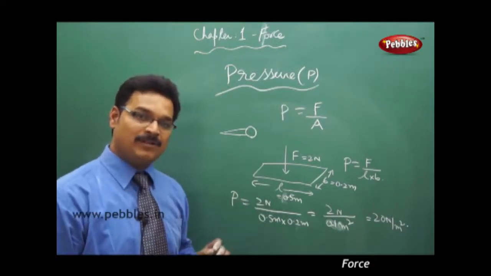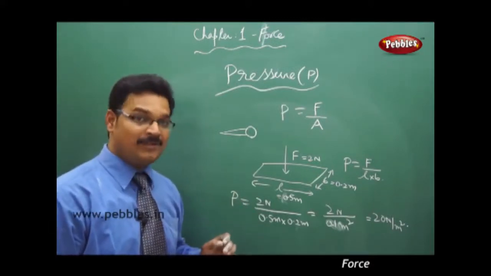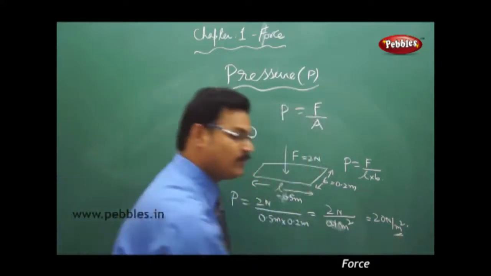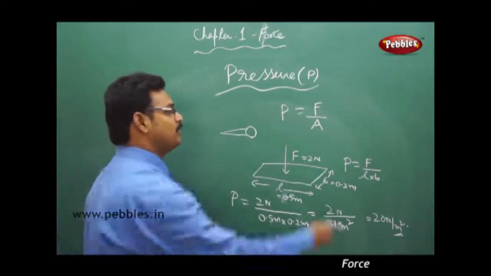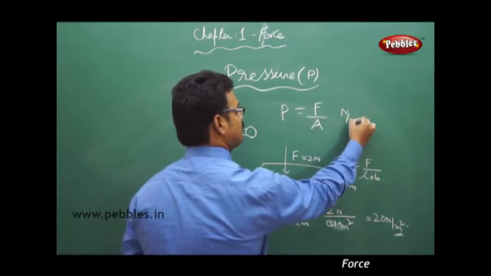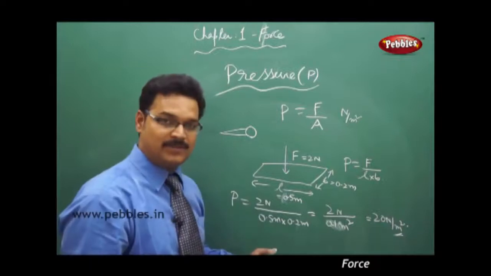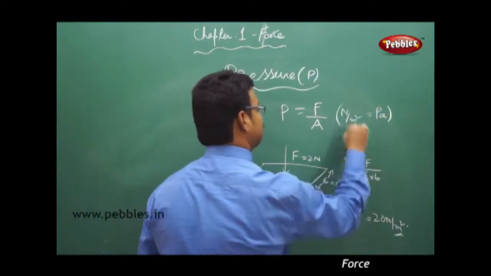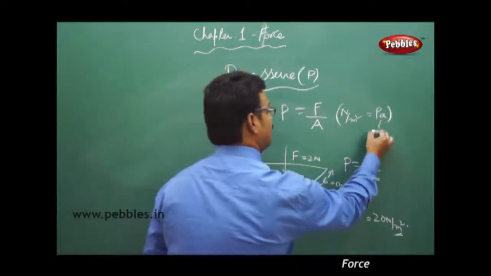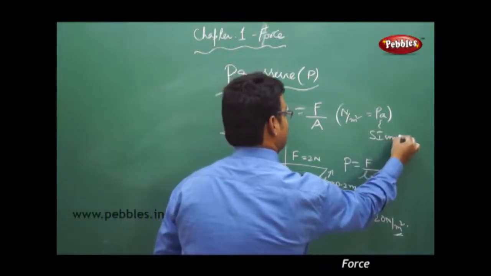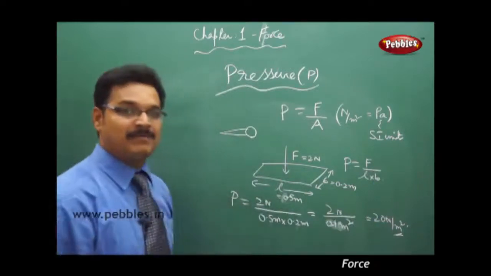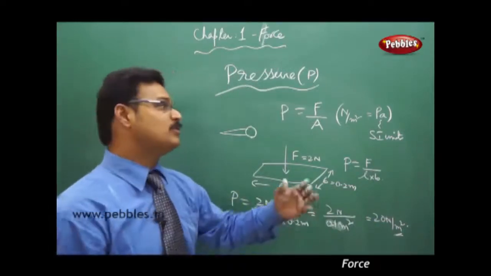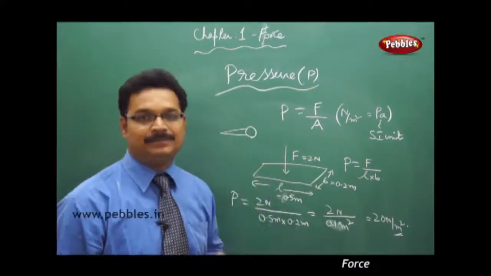In this example, we got the unit of pressure, and the unit of pressure is newton per meter square. Many times instead of writing newton per meter square, we will say Pascal. Pascal is called the SI unit of pressure. Why Pascal? Because Pascal is a scientist's name. To honor him, we have taken his name as the unit for pressure, Pascal.